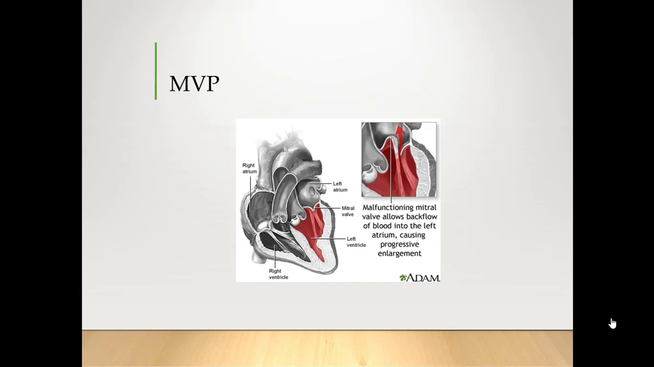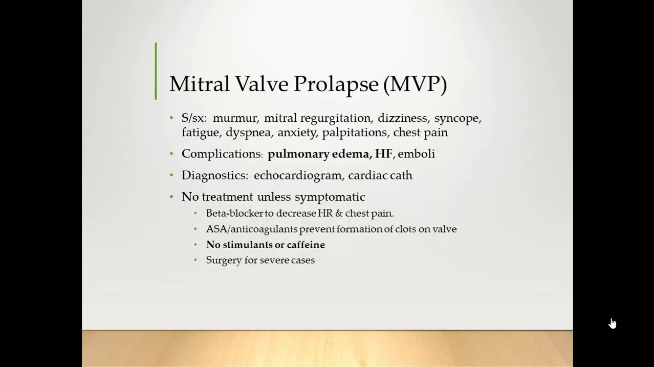The mitral valve allows backflow into the left atrium, causing that left atrium to enlarge. So, symptoms that we are going to see with a mitral valve prolapse, we're going to hear a murmur. We're going to hear some of that regurgitation. You can hear the blood going where it's not supposed to be. Dizziness, they're going to be faint. They're going to be tired, short of breath. They're going to have anxiety. They're going to feel palpitations, and they're going to complain of chest pain.